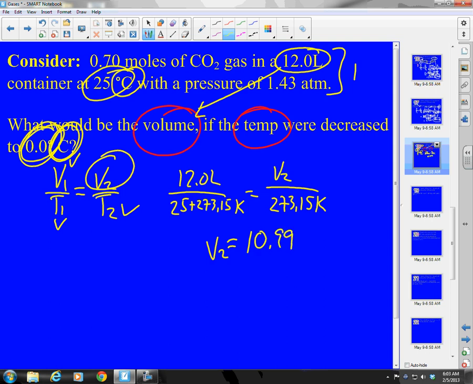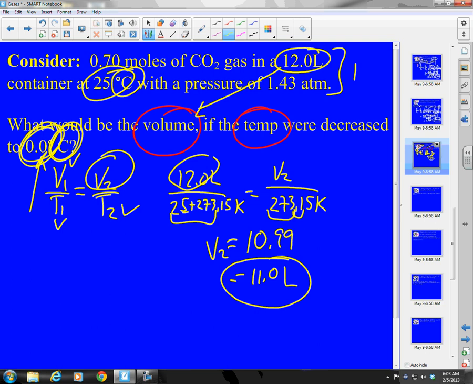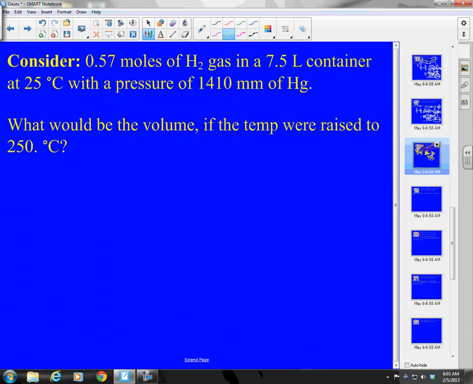And I get an answer of 10.99. How many sig figs can I get? Well, this is significant to the units here, so I'm going to get 3 sig figs. Actually, I can get 4 sig figs because that was 0, wasn't it? I can go to the tenths here. And I have 3 sig figs there, so my answer is 11.0 liters. Okay, good. You guys try the next one. Bring me back when you're ready.